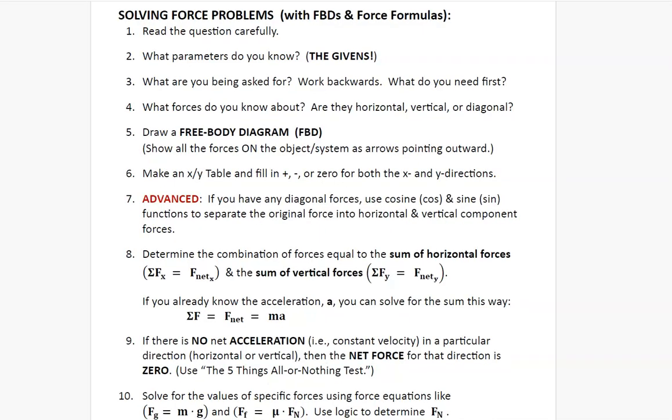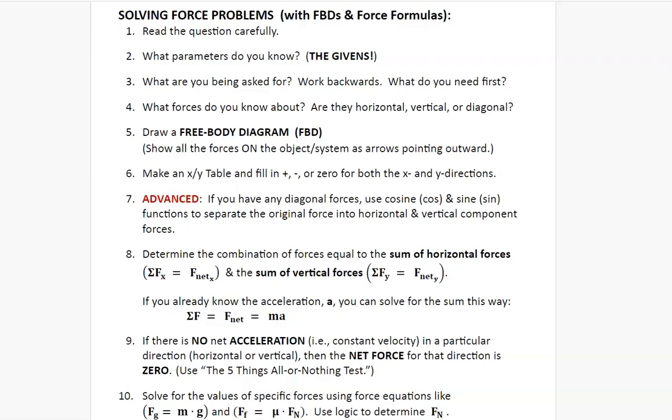Number 8, determine the combination of forces equal to the sum of the horizontal forces. That's also known as the net force in the horizontal direction, or the horizontal net force, and the sum of the vertical forces, otherwise known as the vertical net force. All right, so how do you do that? You look at all the horizontal forces and you add them up. Some are going to be positive, some are going to be negative. The ones to the right are positive, the ones to the left are negative. How do you get the vertical forces? The ones that are pointing up are positive, the ones pointing down are negative. You add those together to get the sum of the vertical forces.